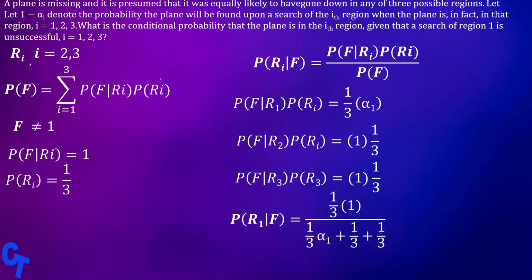And from here you can see that we can factor out 1/3, or divide each and every term by 1/3. You can divide the numerator and all the denominators by 1/3. So that means the answer that we're going to get is going to be 1/(2 + alpha 1). That's going to be the answer.